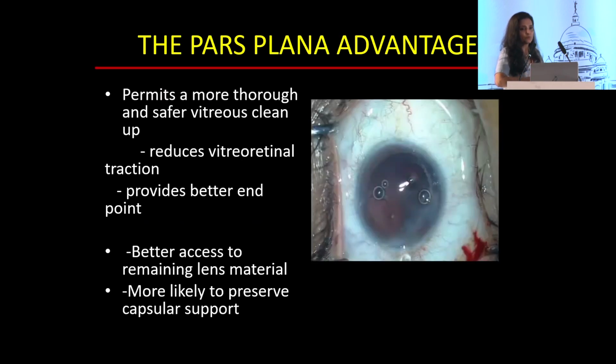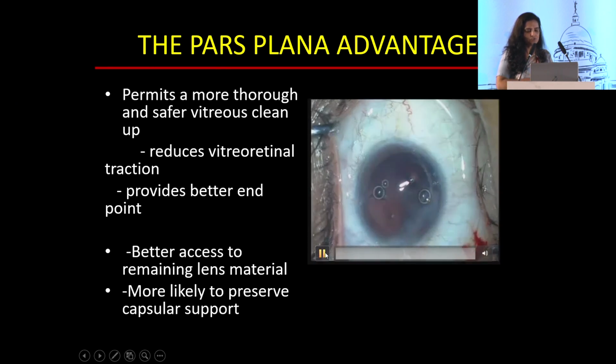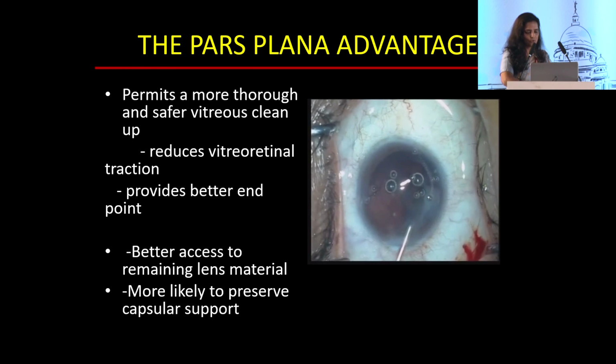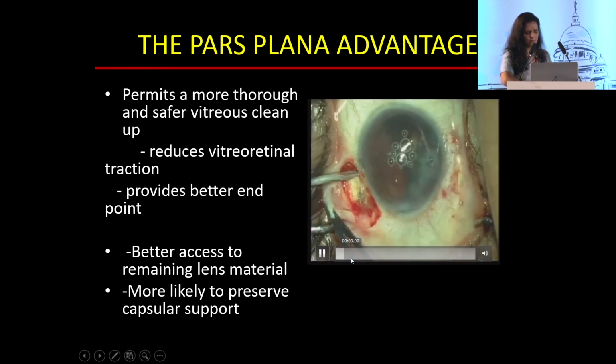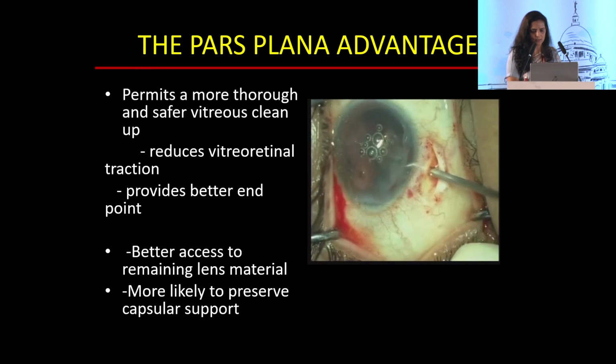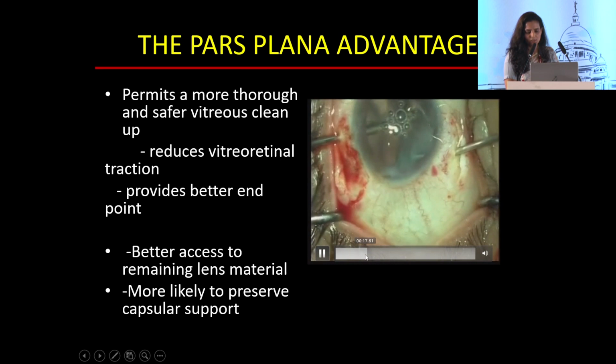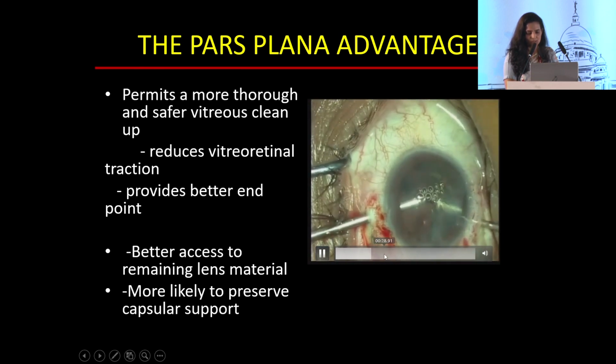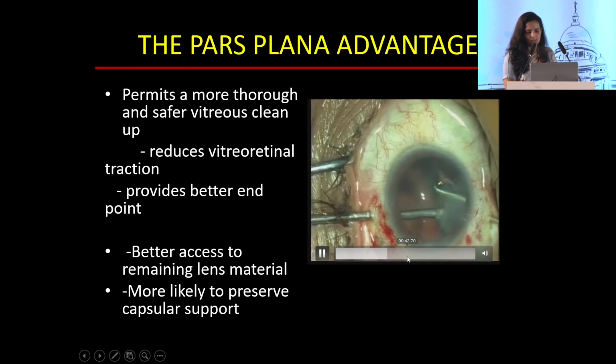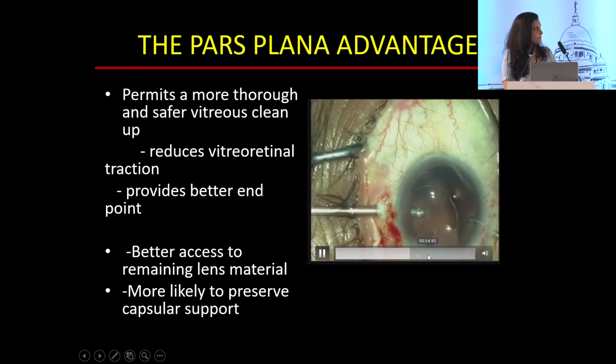The pars plana approach to do an anterior vitrectomy is preferred by some and is of an advantage because it reduces the vitreoretinal traction and provides a better endpoint. You get better access to the remaining lens material and you're less likely to damage the anterior capsule. So it is not very difficult to master this technique. You have to make pars plana incisions. Your vitreoretinal colleague could help you out and teach you how to make these incisions. And this is how you go from the pars plana and do an anterior vitrectomy.